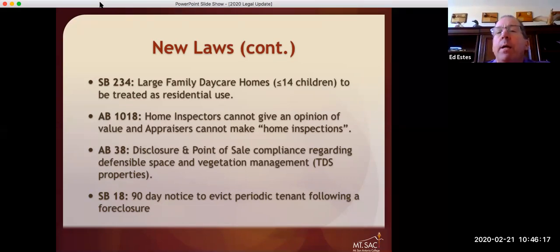If, however, the periodic tenant is in the property and the property was foreclosed upon, the beneficiary who forecloses on the property takes the property back. They must give a 90-day notice.